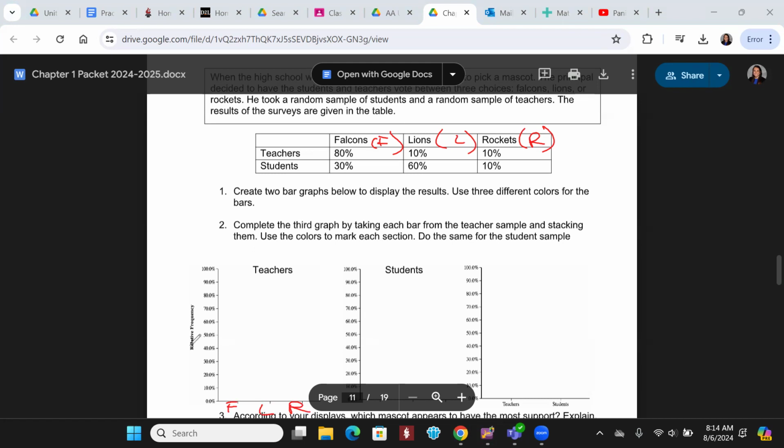Okay, fortunately, they already put relative frequency on the side of our graphs. Since these are already in percentages, that really helps us out. So what was the percentage of Falcons for the teachers? 80%. Okay, so on your paper, you are using 1 color for Falcons. Designate a color for Falcons and go ahead and graph that for teachers. For students, how many did they have? 30%. So on the next one, you're going to do 30%.